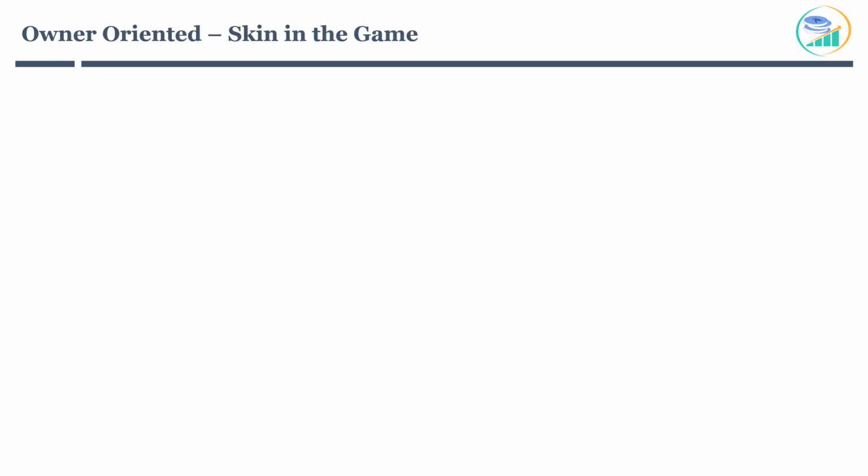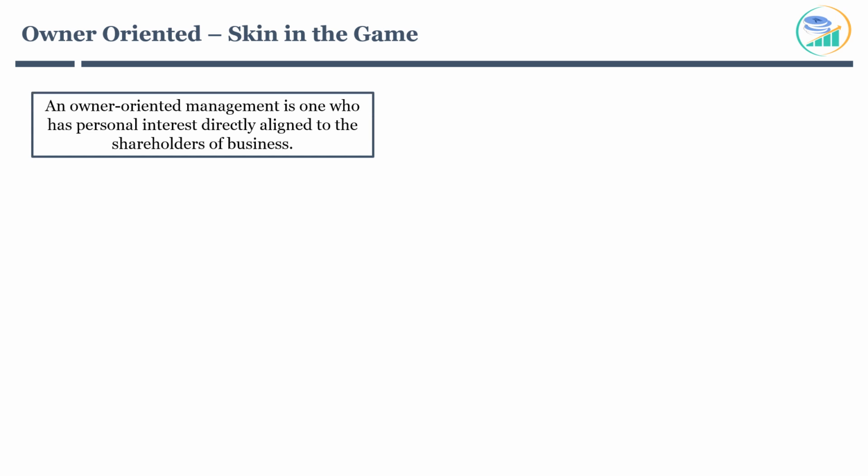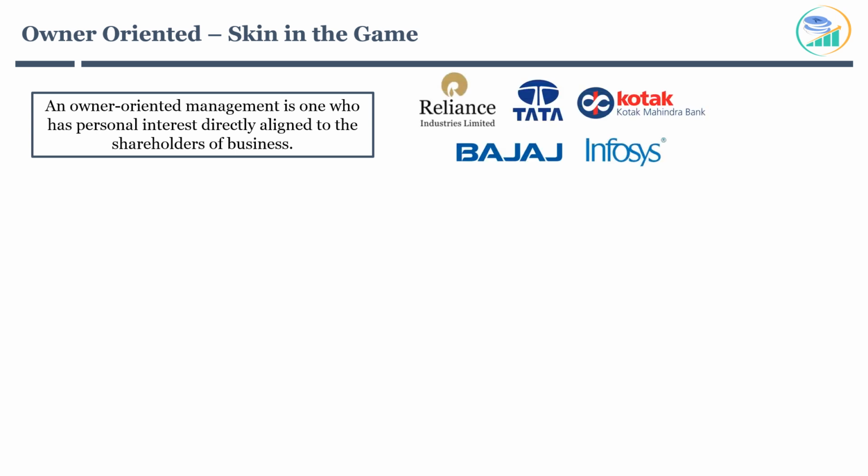What exactly does owner-oriented management mean, and how do we know management fulfills the criteria? An owner-oriented management is one who has personal interest directly aligned to the shareholders of the business. In India, there are many businesses that are owner-oriented. Here are a few examples. These businesses have created immense wealth for shareholders over a long period of time.